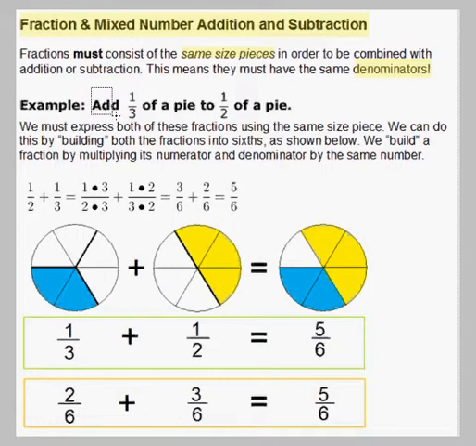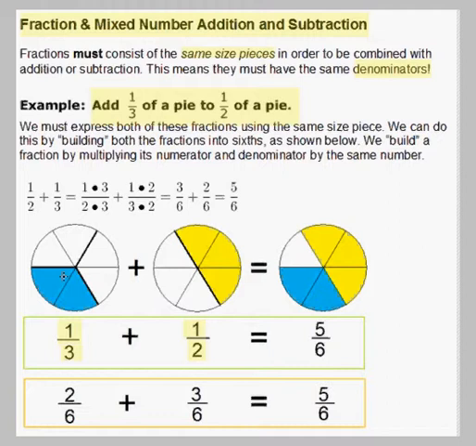We're going to add 1/3 of a pie to 1/2 of a pie. Now here we have 1/3 of a pie, and if we try to add it to 1/2 of a pie, we just can't combine them. If we take 1 and add it to 1 to get 2, and add 3 to 2 to get 5, we get a nonsense answer of 2/5. So what we have to do is cut these pieces in the same size.